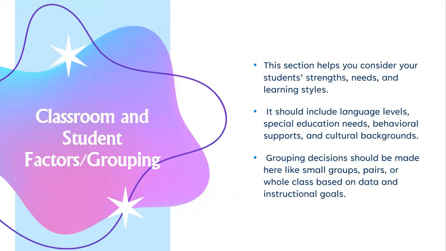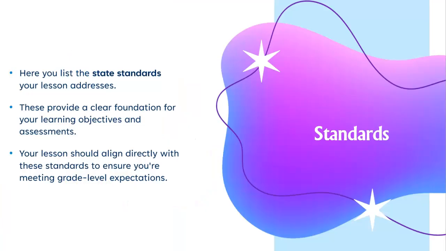Classroom and student factors / grouping. This section helps you consider your students' strengths, needs, and learning styles. This way you are accommodating each and every one of your students, because we know that no student learns the same. It should include language levels, special education needs, behavioral supports, and cultural background. Also, grouping decisions should be made, whether you're going to use pairs, small groups, or a whole group discussion, based on data and instructional goals. All of these things should be considered when you are thinking about classroom and student factors and grouping.